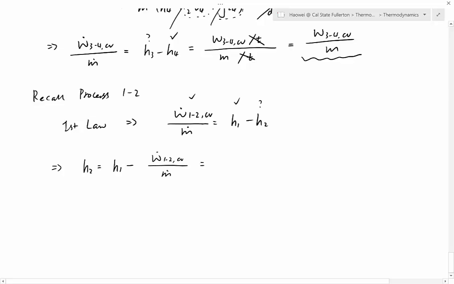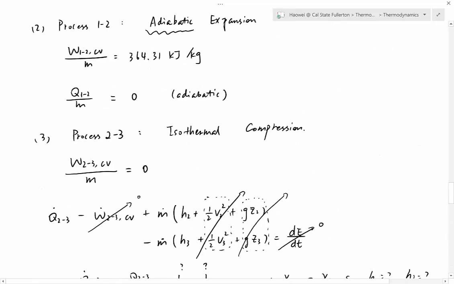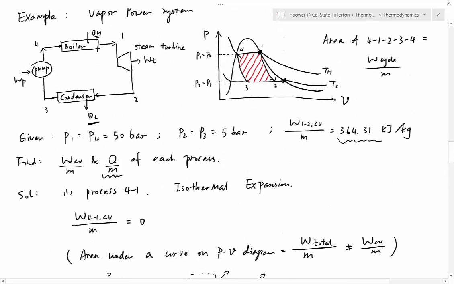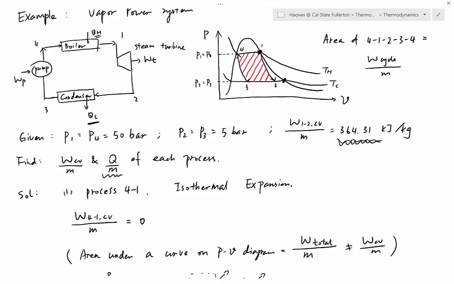So we plug in the numbers. H1 is 2794.3 kilojoule per kilogram. Minus the second term on the right hand side, W dot 1 to 2 control volume work over M dot. What is it? It is given by the problem. Let's go back. It's given, 364.31. By the way, what is given is W over M. What we have in our equation is W dot over M dot, but we know they are equal because the two dots will cancel each other.